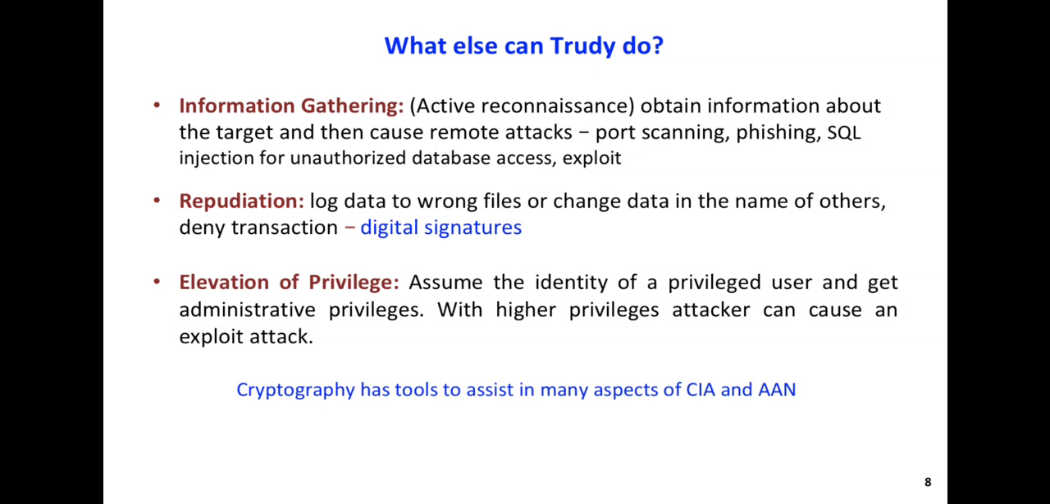Then repudiation would be like changing files and then claiming that you have not changed them, or doing transactions and denying them. So in cases where you have to prove who has done the transaction, digital signatures could be used. Elevation of privileges is where the attacker assumes the identity of a privileged user. You don't have those privileges, but then you steal the identity, elevate your privilege, and then do things that you're not supposed to.